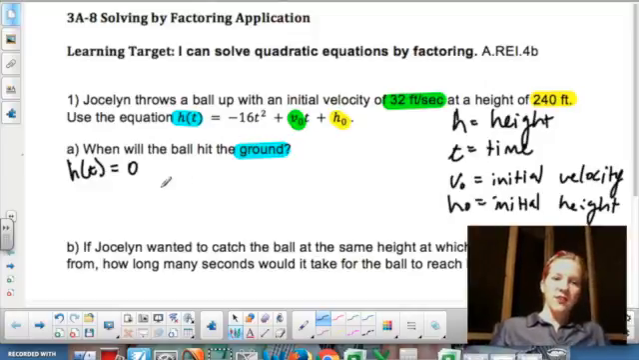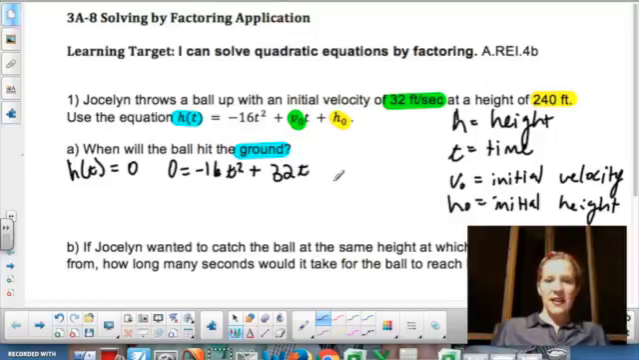Let's go ahead and fill it into my formula. In place of h of t, I'm putting 0 equals negative 16 t squared. We're looking for time, so that's going to be my variable that stays in the formula. Initial velocity, we've already said, is 32. Again, t, I don't know. And initial height, we've already said, is 240. Okay, so now I have this quadratic formula that I have to solve.